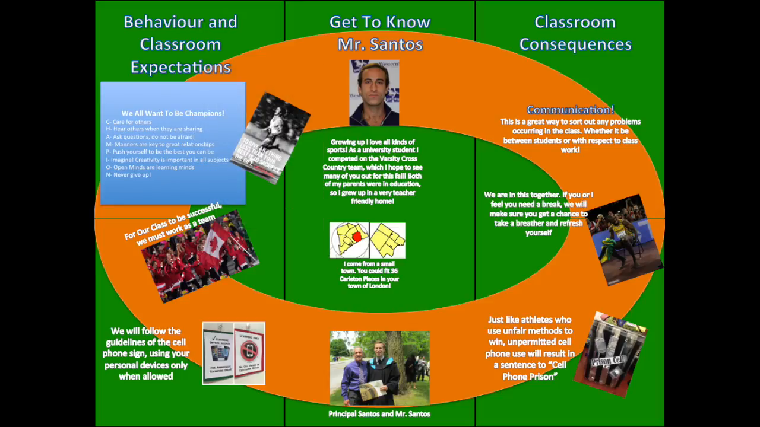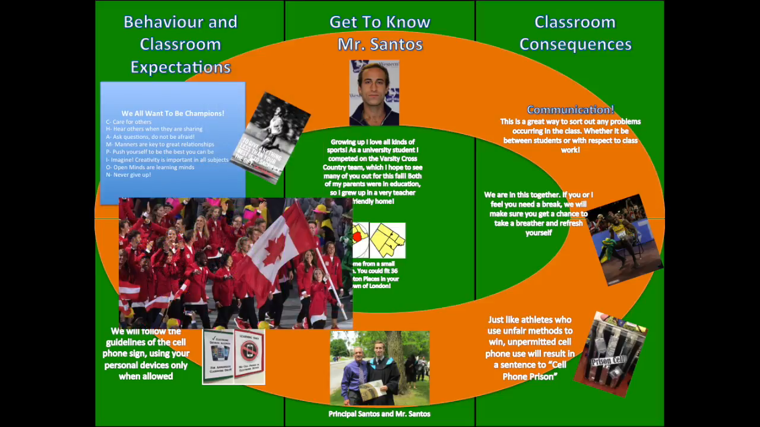Keeping with the track theme, I have a photo of the Canadian Olympians from Rio. Teamwork is becoming more important in the modern classroom, and I feel like the more cooperation that occurs, the more the students will be able to achieve common goals.